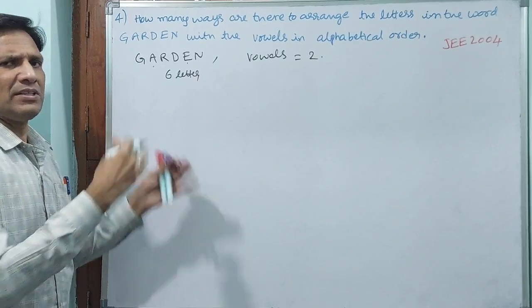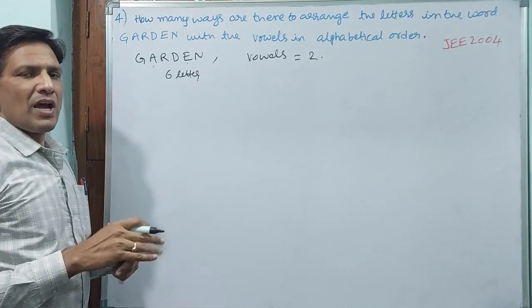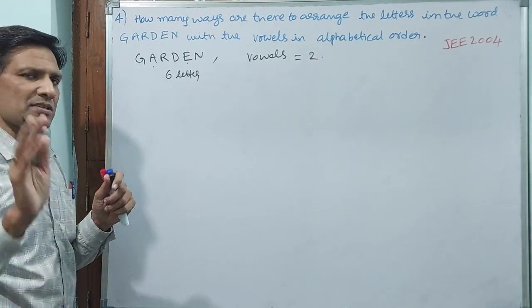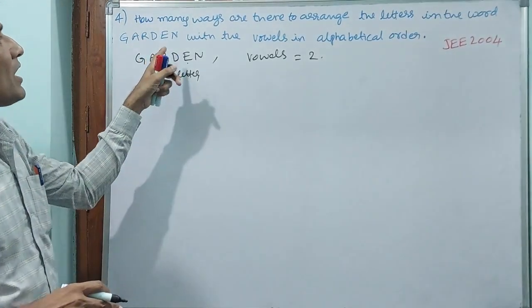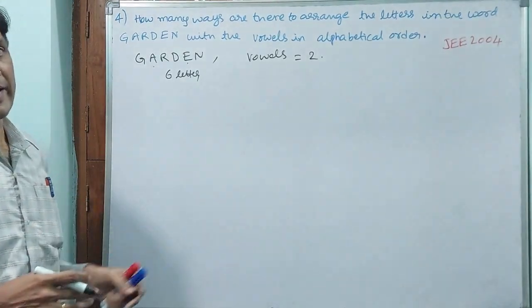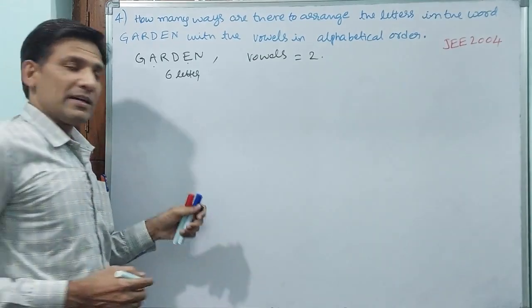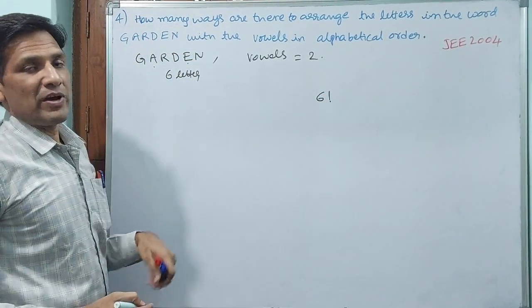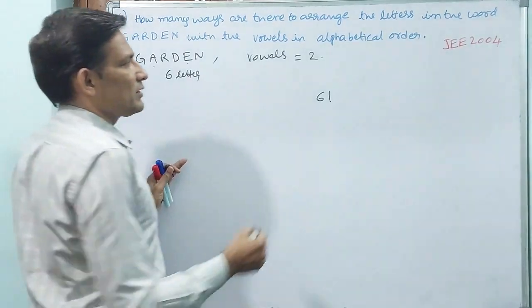Okay, these vowels, you have to apply in alphabetical order like that. That means first A comes, afterwards E only will come. That is a different case. Okay, now they are asking how many ways are there to arrange the letters? How many ways you can arrange these letters, like they are asking? You see, 6 letters are there. First you take 6 factorial, without any restriction.